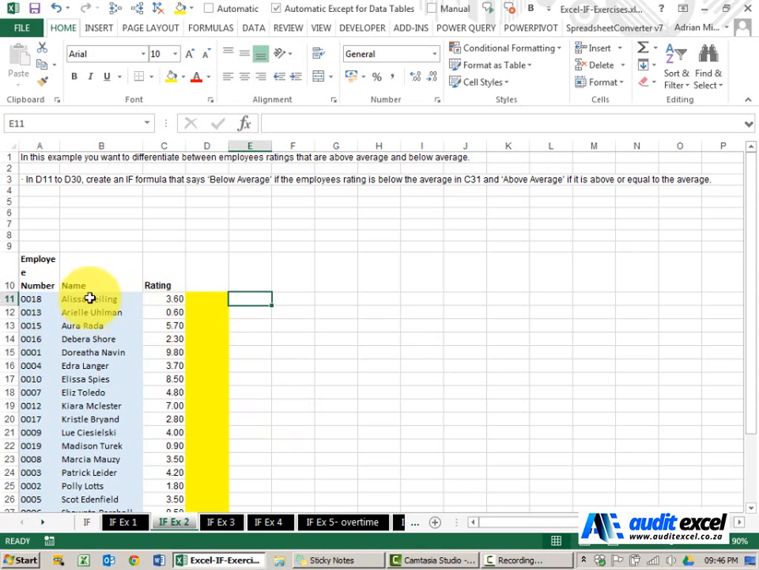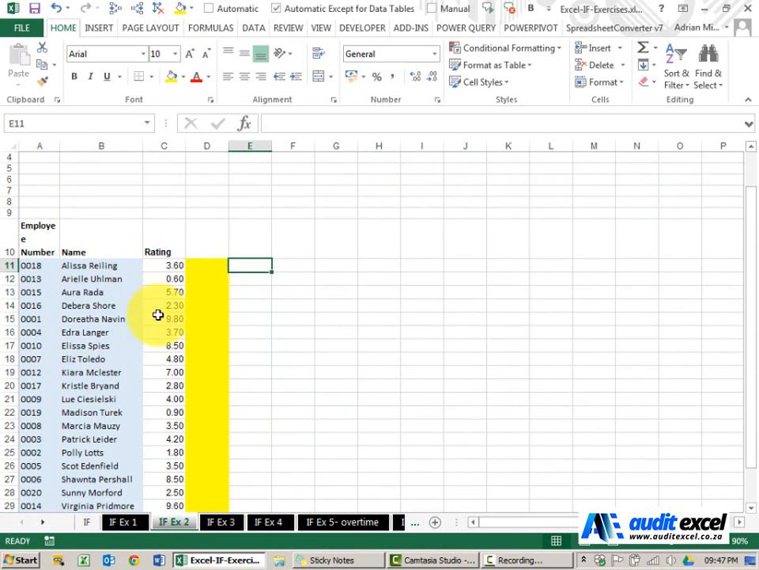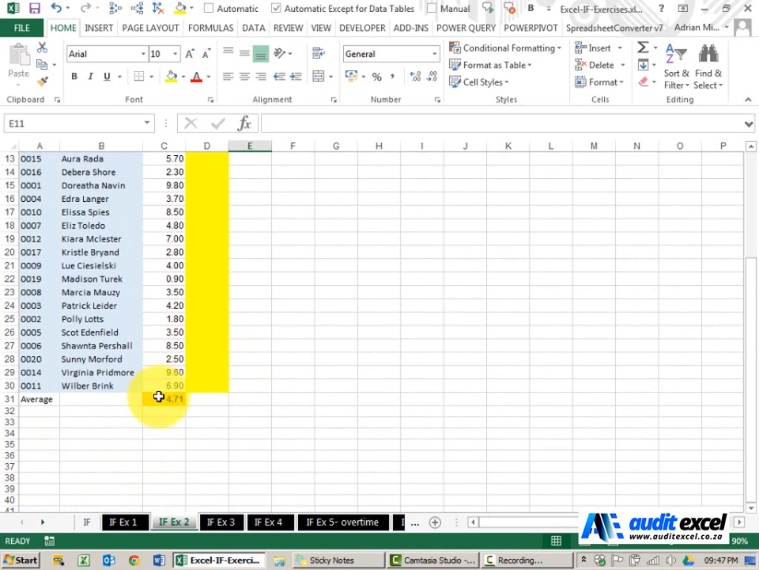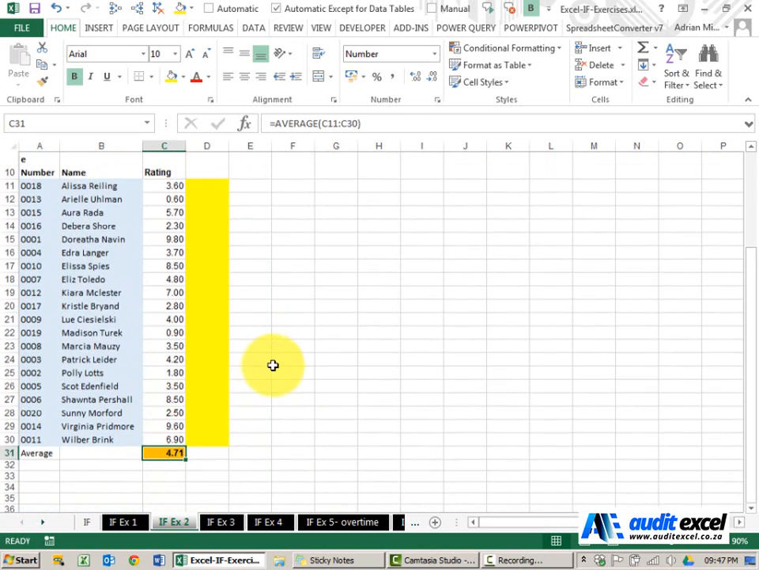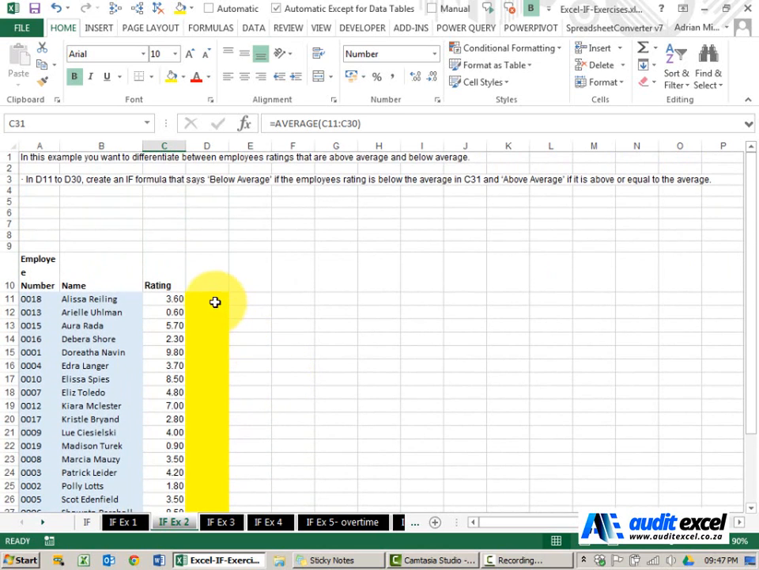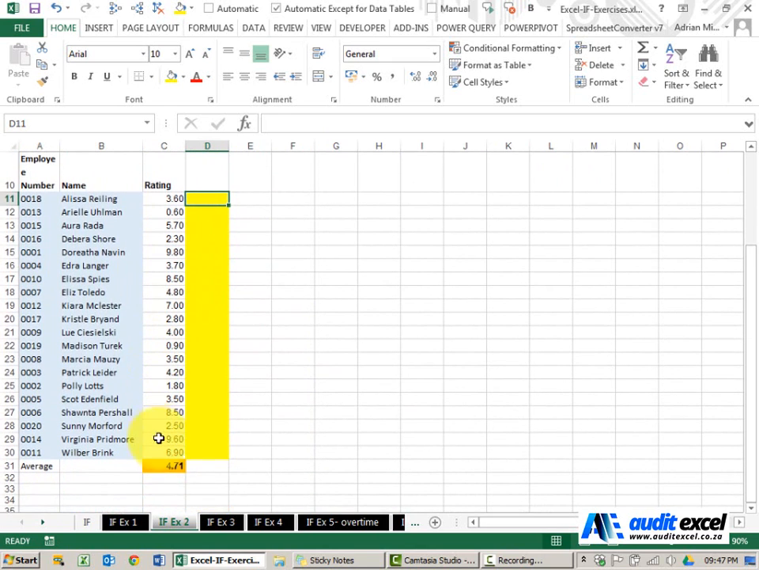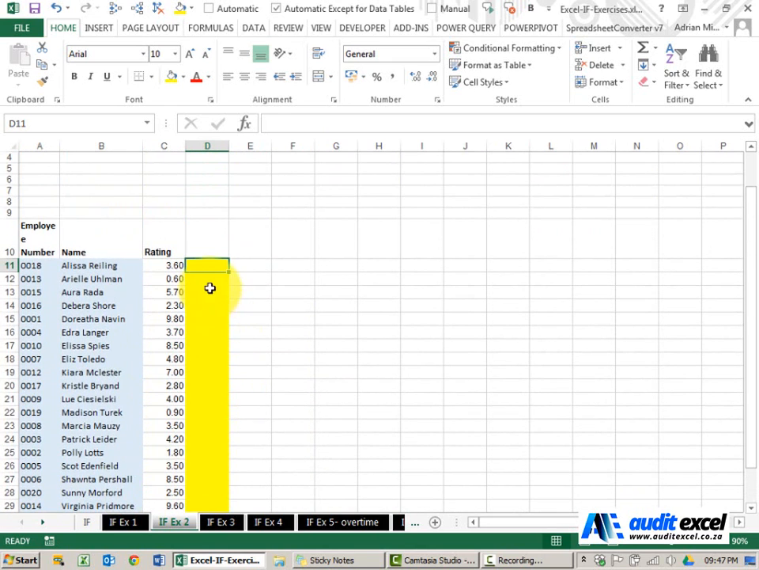In this example, we have a number of employees and their rating, and at the bottom here, we've got an average. We want a function that will compare each person's rating to the average, and if they're above average, it will say above average, and if they're below average, it will say below average.